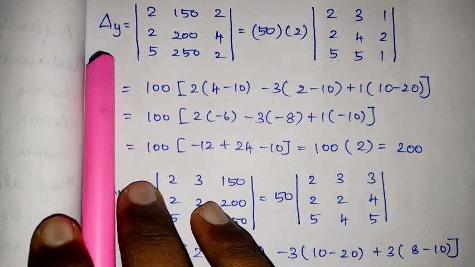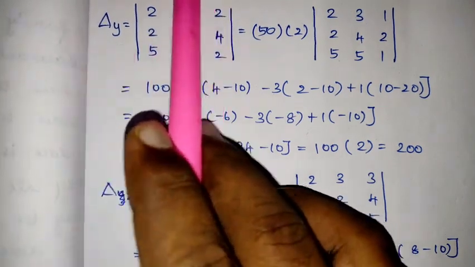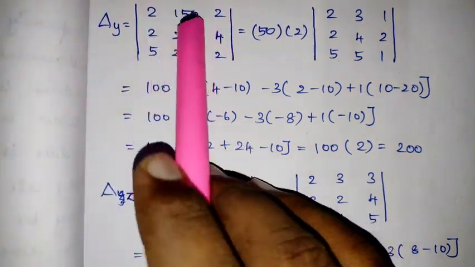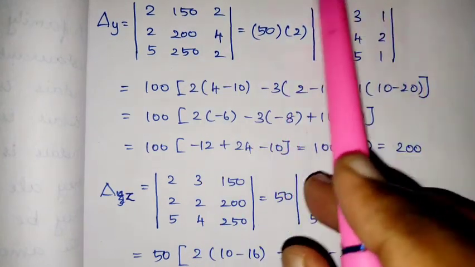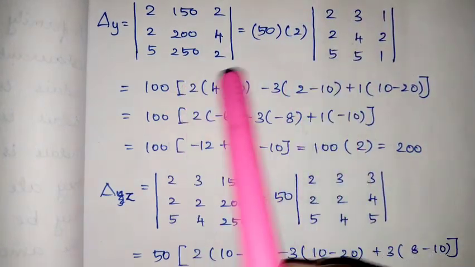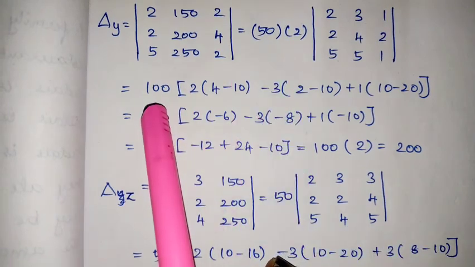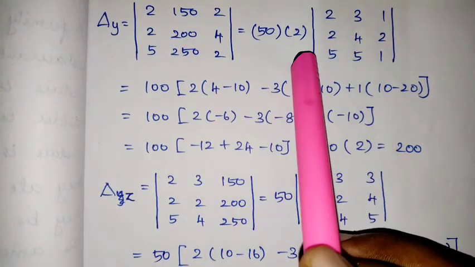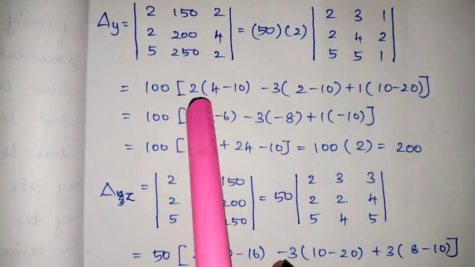Similarly, we have to find the value of del y. So replace the y coefficient by the constant, remaining all same. So here in the second column you can remove 50 and third column we can remove 2. So we have got this determinant. So now expand it. 5 into 2 is 100. So leave the row and column, which is 4. 1 into 4 is 4.